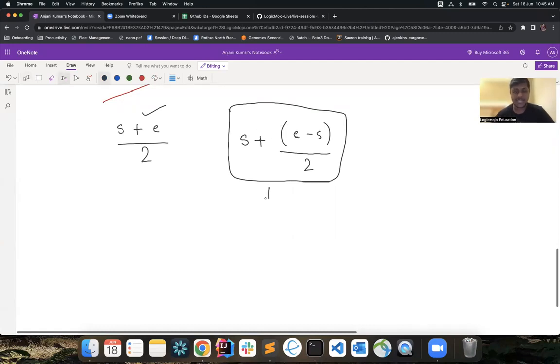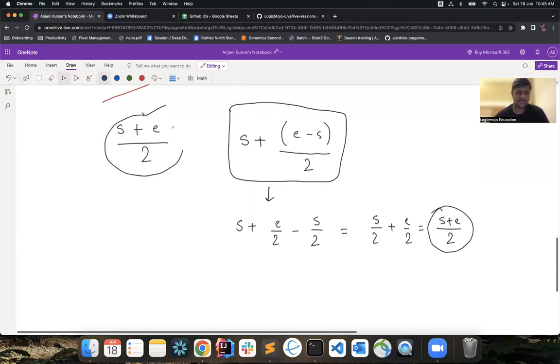Because if I open this up, how will this look? S plus E by 2 minus S by 2. Now, what is S minus S by 2? Basically, S minus its half. That's S by 2. And plus E by 2. Now, just do S plus E and the by 2 comes below. It is the same thing, right? This and this right here, which I wrote, they are the same thing. Makes sense? Then why did I go into this much trouble of doing this?